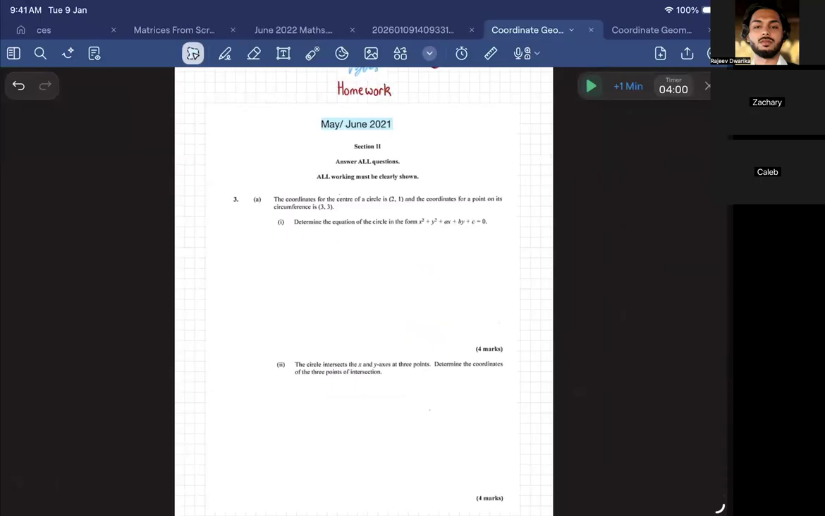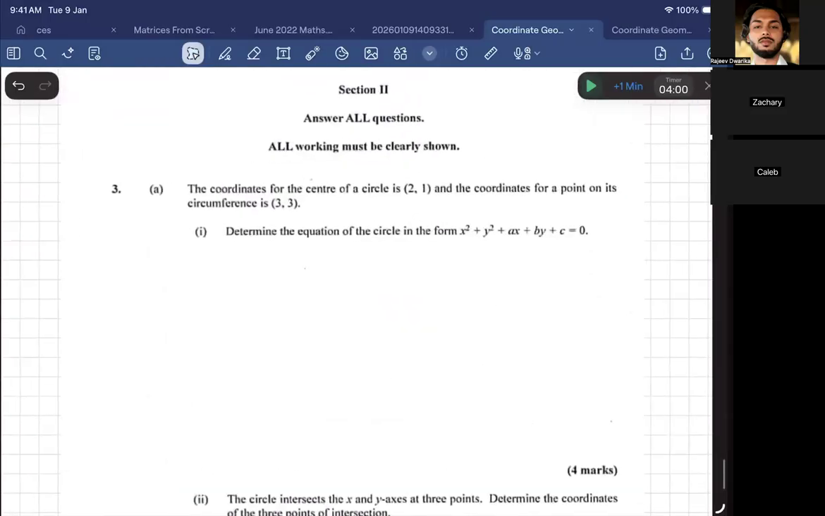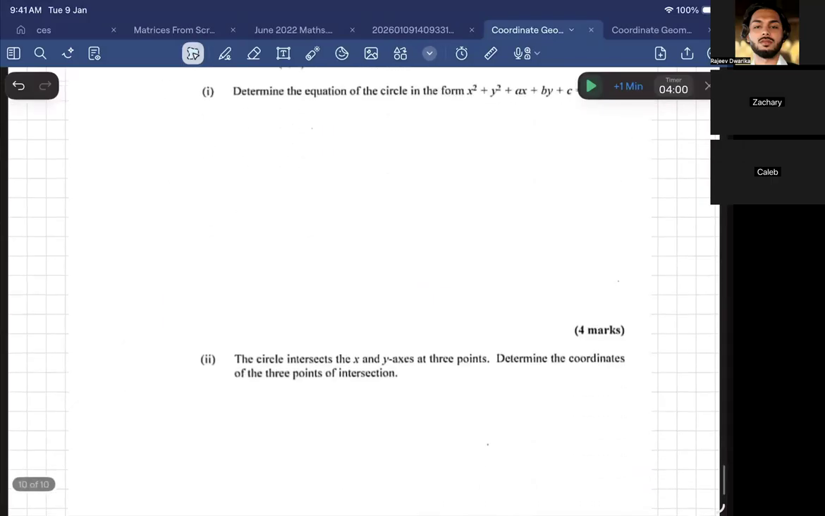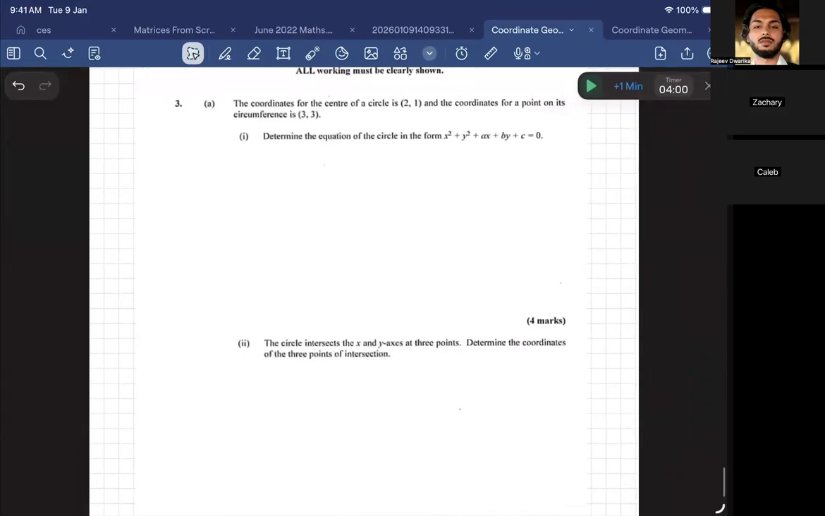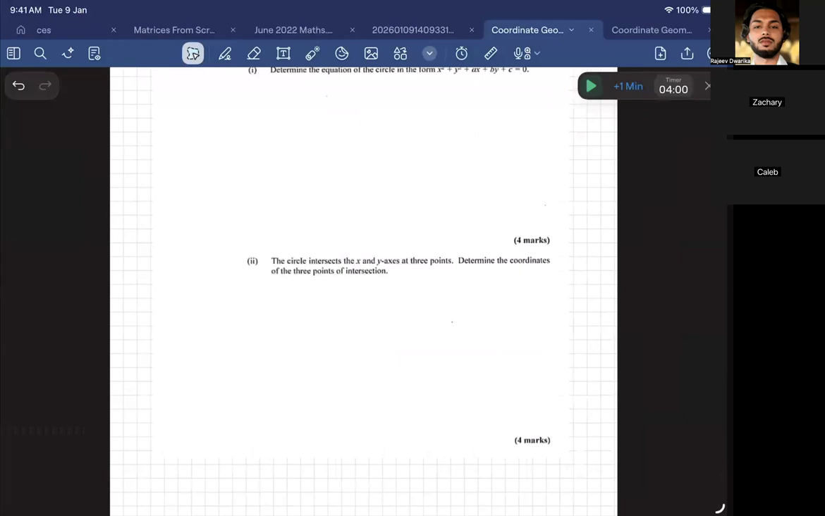Well, this is the thing over here. So this is your homework. They're telling you to find the equation, and they're telling you the circle intersects the x and y axes at 3 points. That might be tricky. That one will be tricky. These are 8 marks. Wow, 8 marks, guys. That's crazy. That's nearly 1/10 of the whole exam.